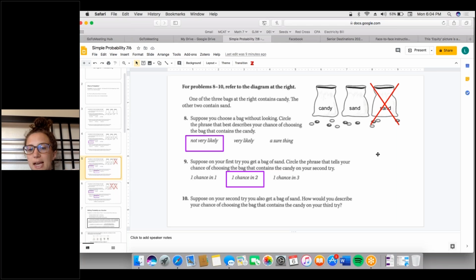Now, when I choose my second bag, there's only 2 bags I can choose from, the candy bag or the sand bag. And the candy is now 1 out of the 2 things I could choose, so we say that as a 1 chance in 2. So this is different because there are only 2 bags I'm considering in this one.